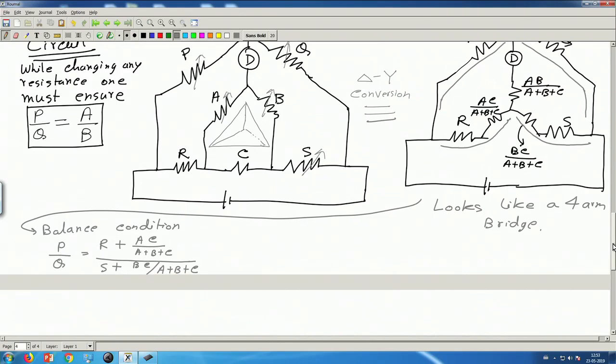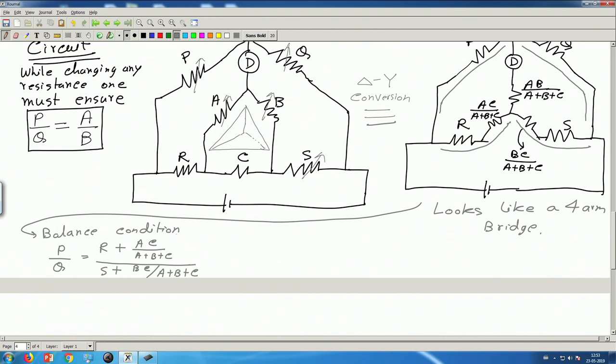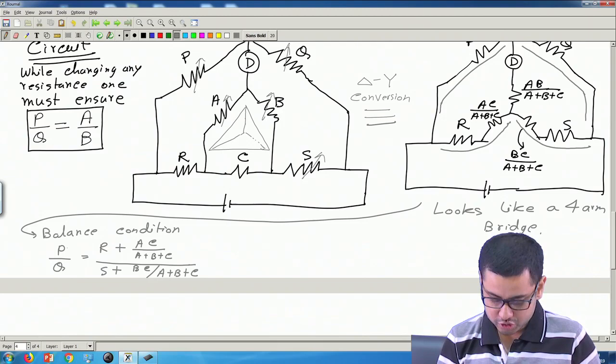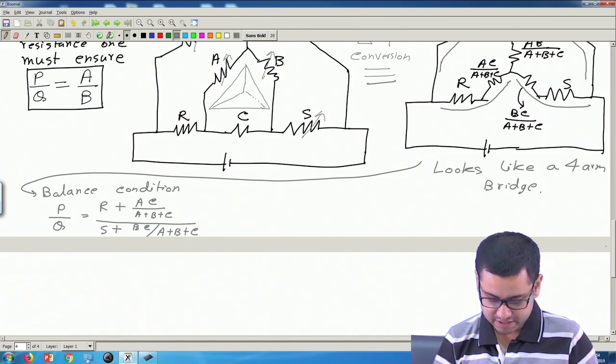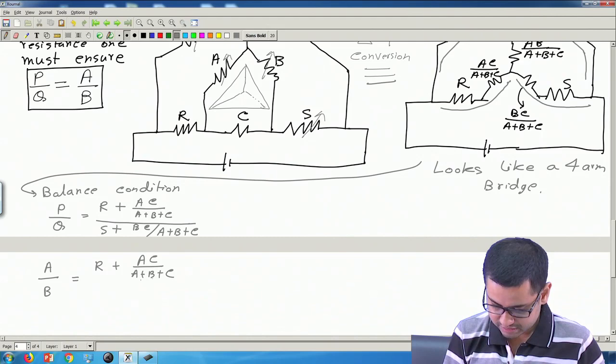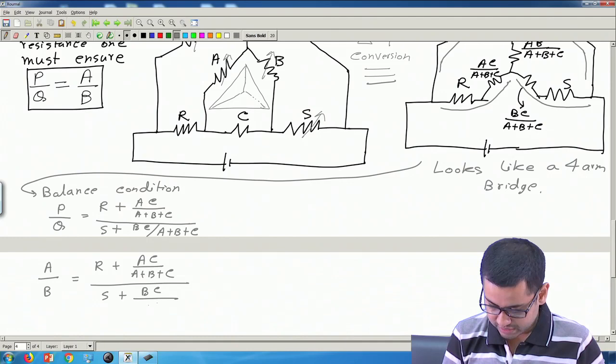So now let us simplify this equation. And for that, let us put P by Q is equal to A by B, because we know in this bridge we always maintain the ratio P by Q equal to A by B. So in place of P by Q, we can write A by B. So let's write this as A by B is equal to R plus AC by A plus B plus C, and here we can write S plus BC by A plus B plus C.